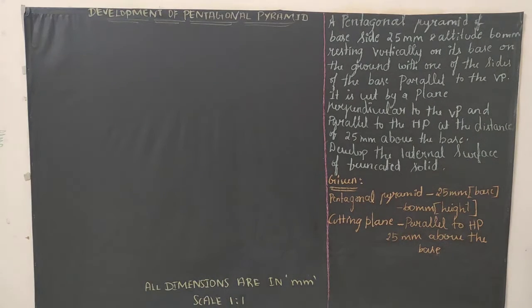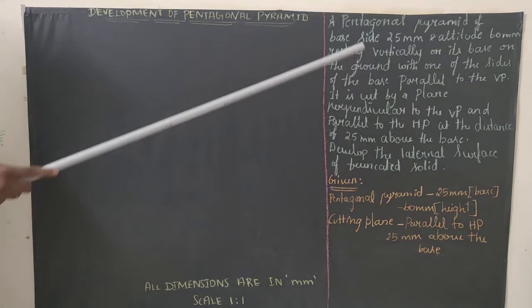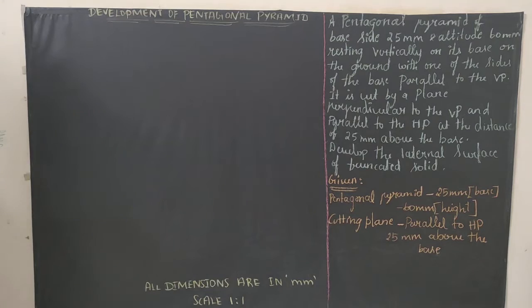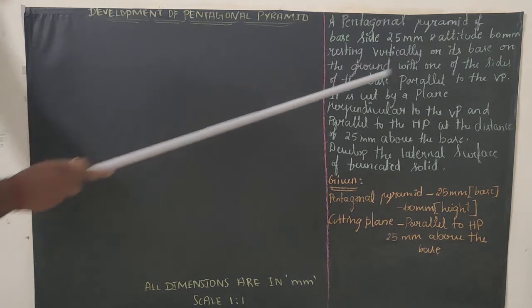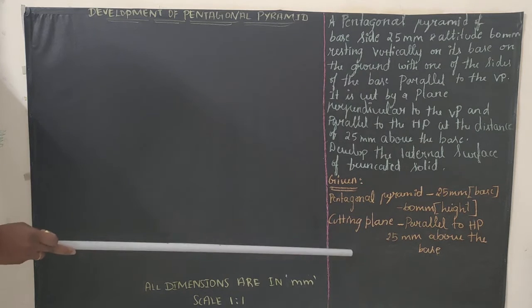So what solid have they given us? The solid is a pentagonal pyramid, of base side 25 mm and altitude 60 mm. A pentagonal pyramid means the base diagram will be a pentagon. The base side is 25 mm and the altitude is 60 mm, so the height of the axis is 60 mm. It rests on its base on the ground with one of the sides parallel. Resting on the ground means the base is on the ground.